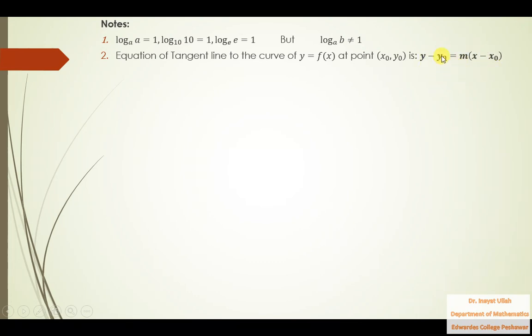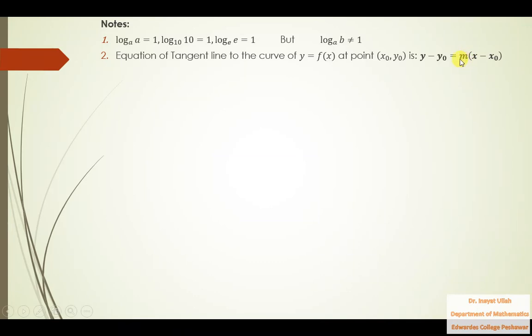In this equation you see that we need x naught and y naught and m as well. X naught will be given to you, y naught will also be given to you, but if y naught is not given to you, put the value of x in the given equation to get the value of y naught. So these two will be given to you, or only x naught will be given to you. You need to find y naught. And secondly, m will be obtained.